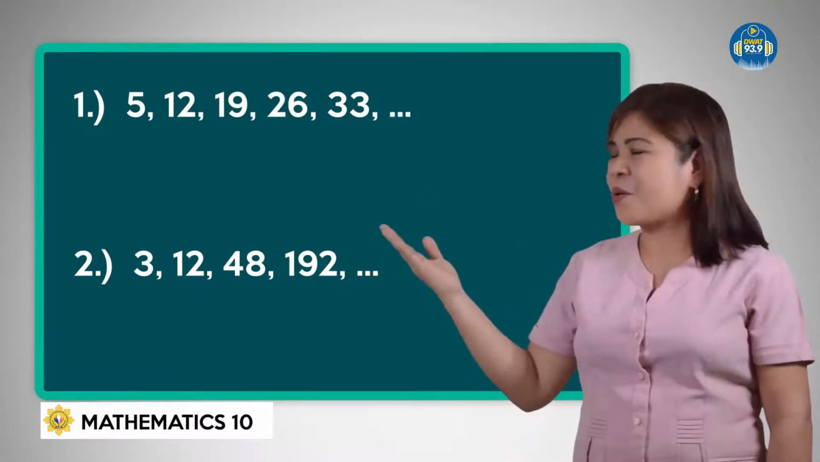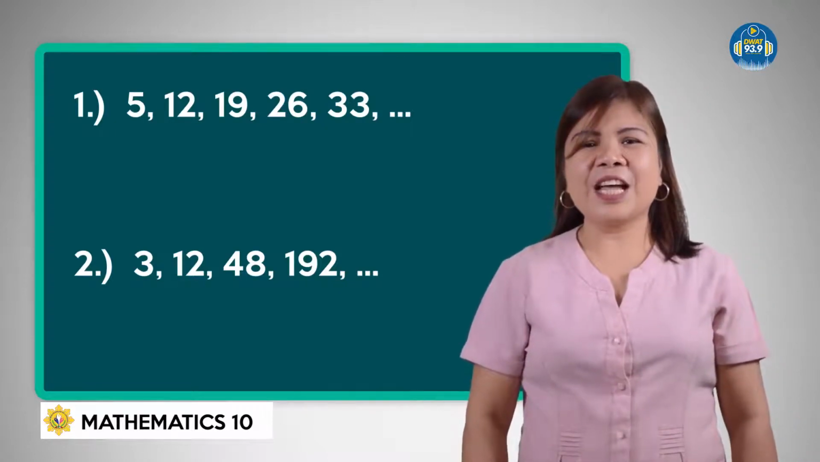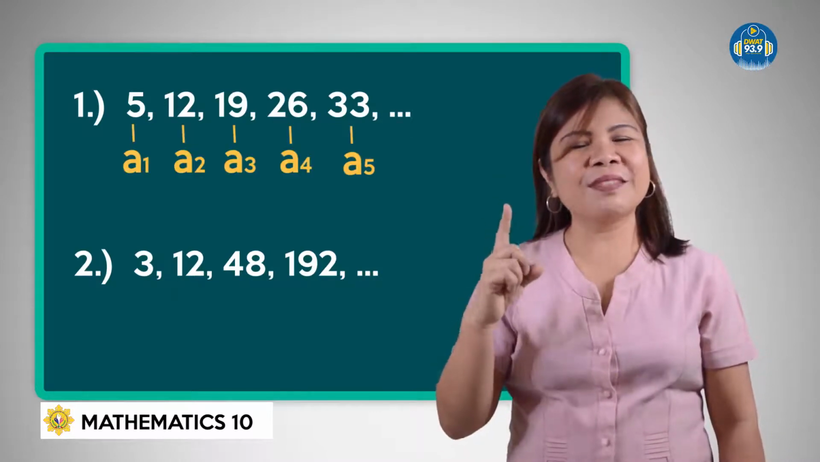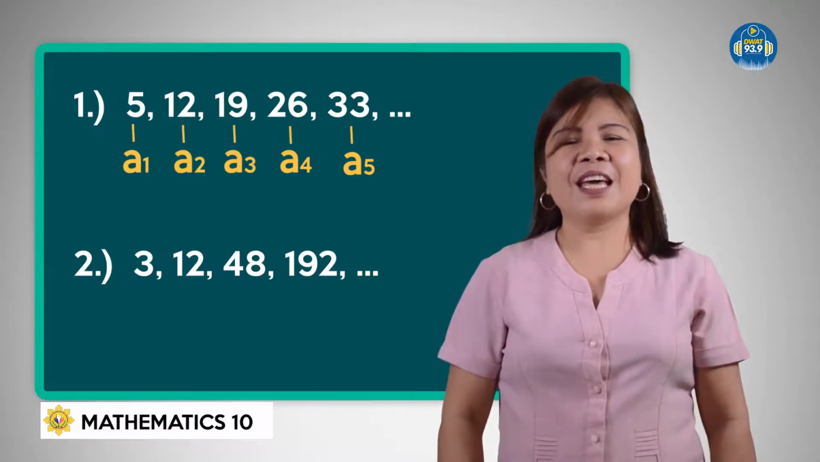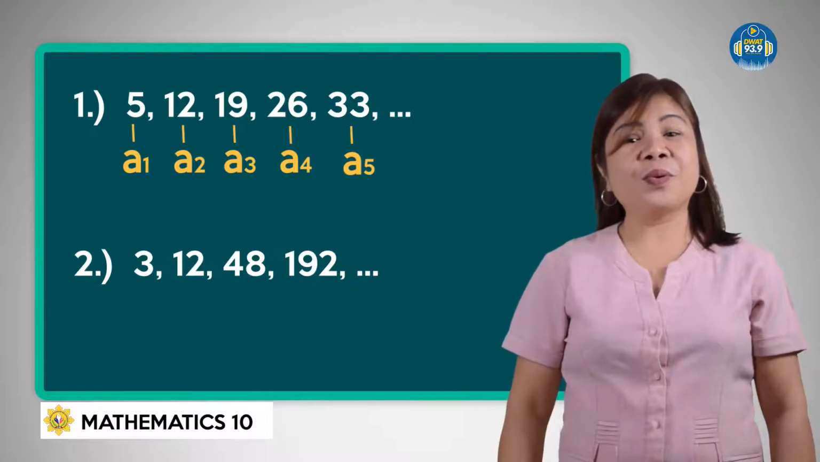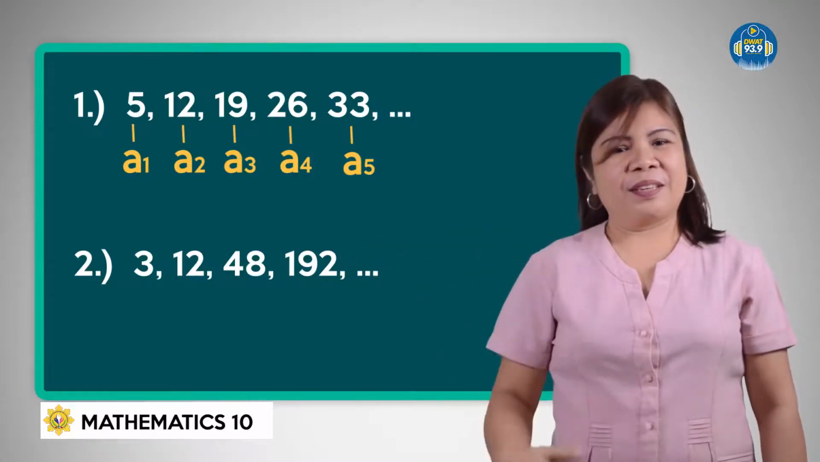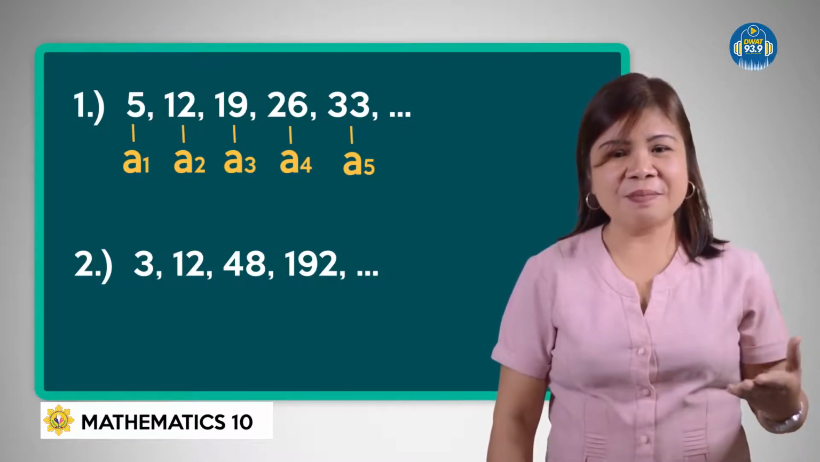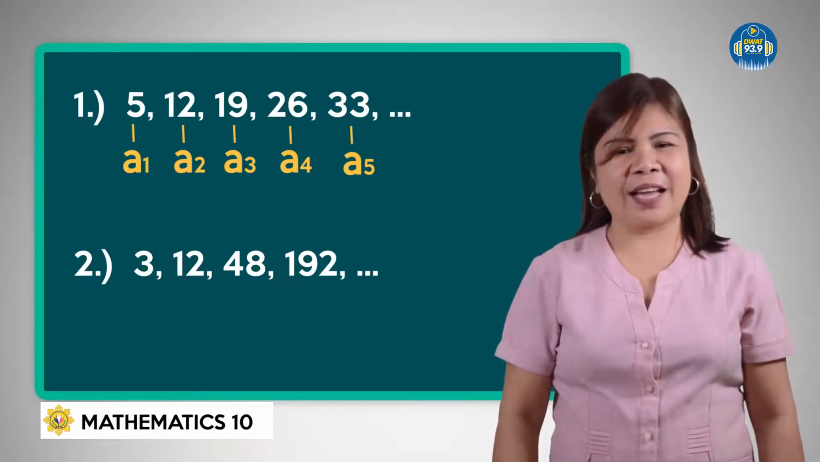In the first sequence, 5, 12, 19, 26, 33, the first term denoted by a sub 1 is 5. It is followed by the second term, a sub 2, which is 12. Then the third term, a sub 3, which is 19. The fourth term, a sub 4, 26, and so on.